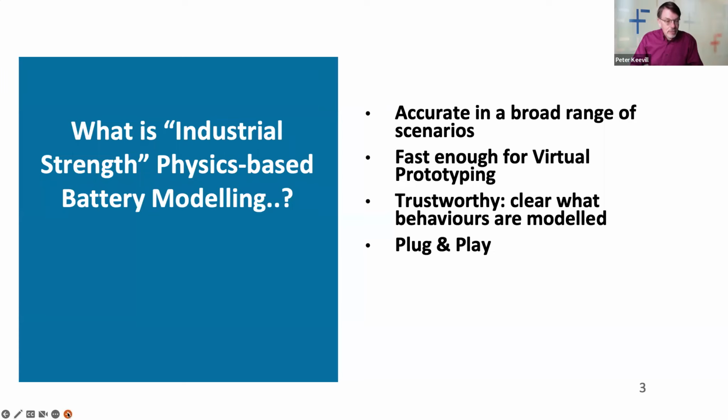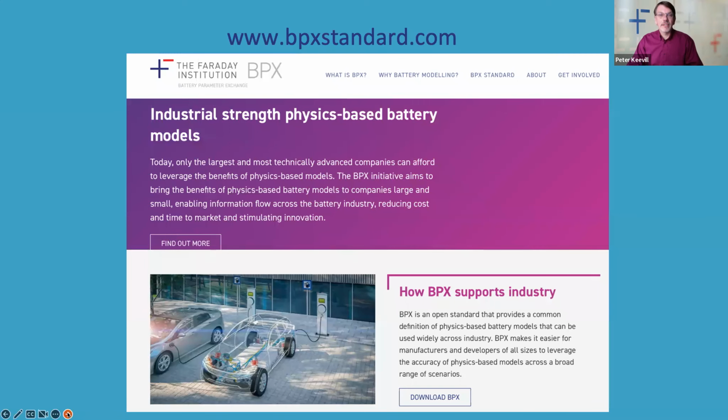So we worked away on this for a few months and have launched a shiny new website at www.bpxstandard.com. So do please go and have a look at that. I think it went live this morning.